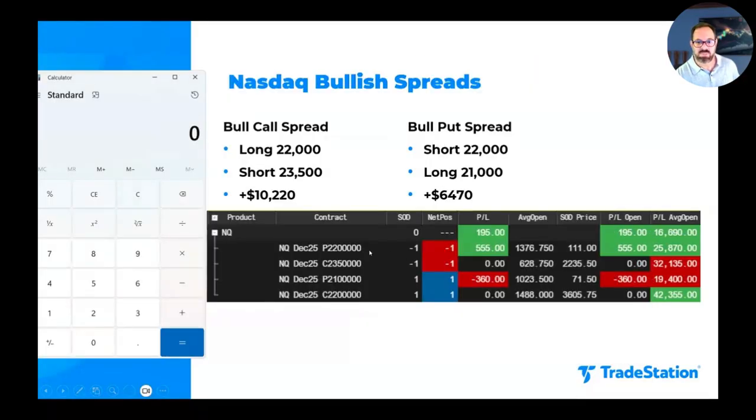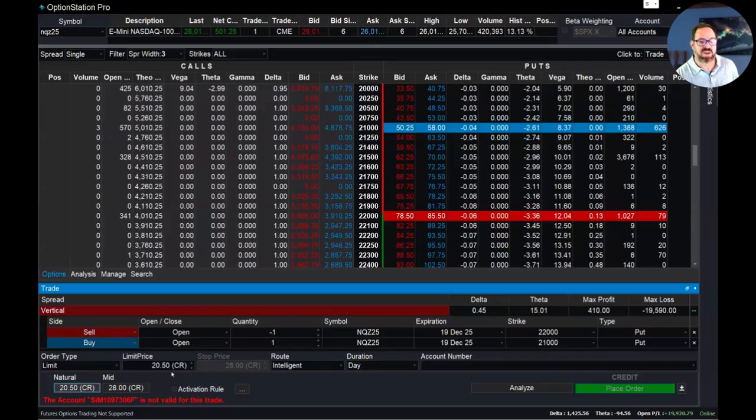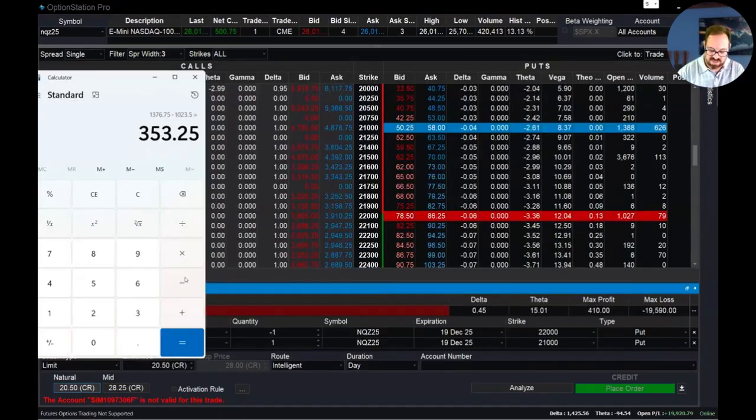We could see that on the put, I sold for 1376.75, and I purchased the other put for 1023.50. So it was 353.25. And what is this showing now? 2050 credit. So that's what it would cost to buy it back at this point. So minus the 2050, that should be my profit right now.